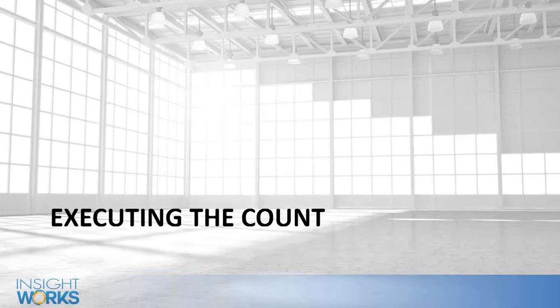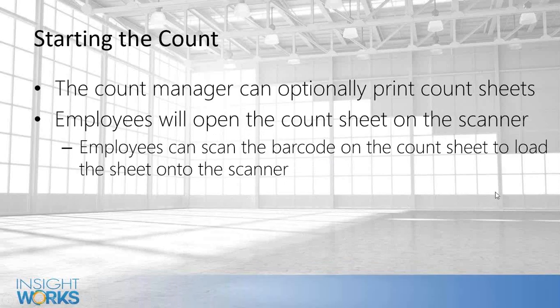All right, so executing the count. Now that we've gone in to find our count sheets, all of that kind of stuff, we want to actually do this. You can print out the count sheets like I showed you that has a barcode on it. You hand the piece of paper to somebody so they scan it, so there's no confusion about which count sheet they should be using. And paper-based might be nice to jot things down on. Otherwise, employees can go into the scanner and just choose the count sheet that they've been assigned without having to scan anything and start working with it.